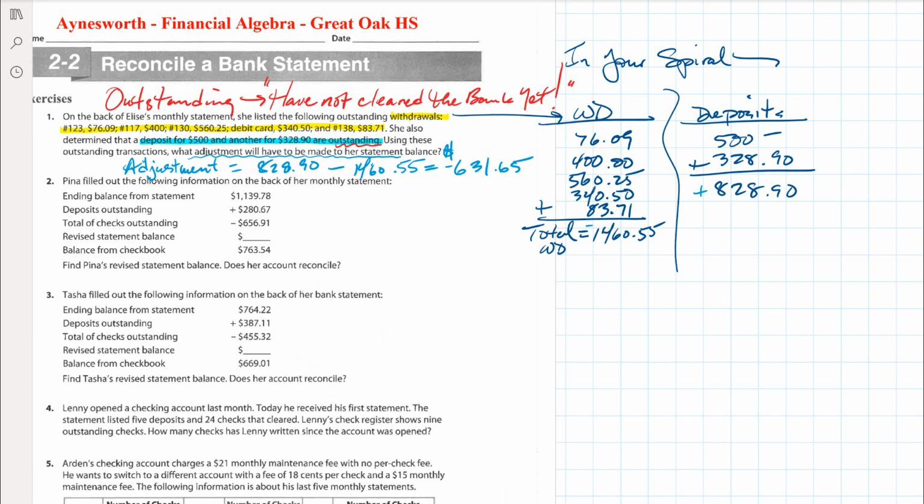So remember, withdrawals are negative. They get taken out of the bank. Deposits are positive. They get put into the bank. In this case, we put in $828.90. We took out, because these are withdrawals, via check or debit card, $1,460.55. So more money went out than went in, and that's why we have a negative balance.